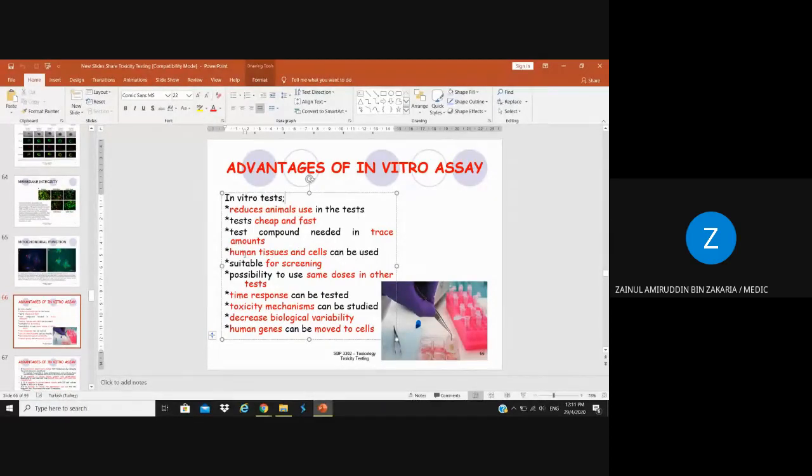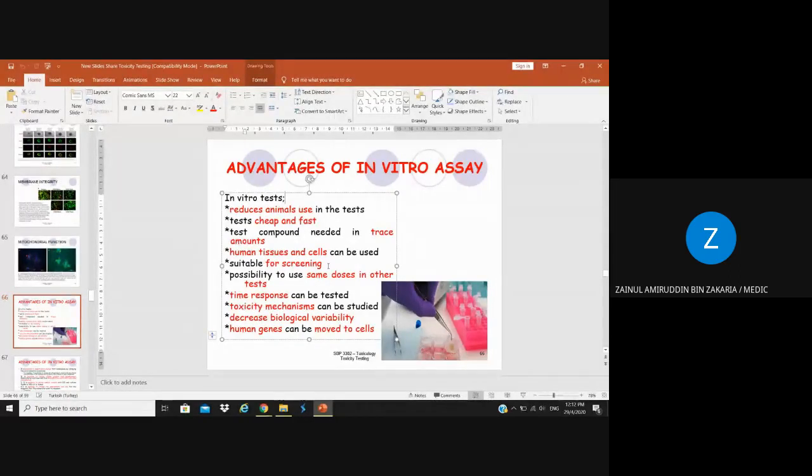Okay, so you can use human tissues and cells. The testing sample is the human tissues and cells, and also animals. And as we mentioned earlier, it is suitable for screening. So you can screen because you have a 96-well plate. You can put so many samples.